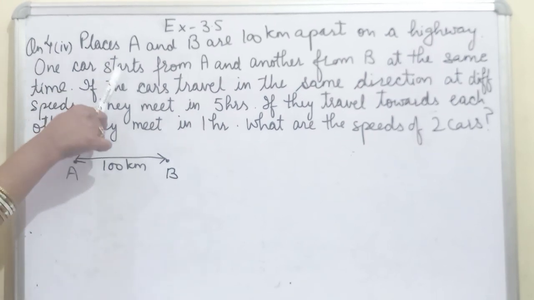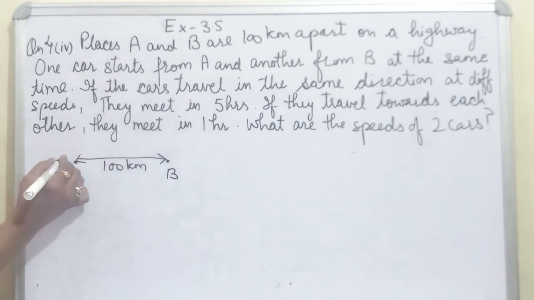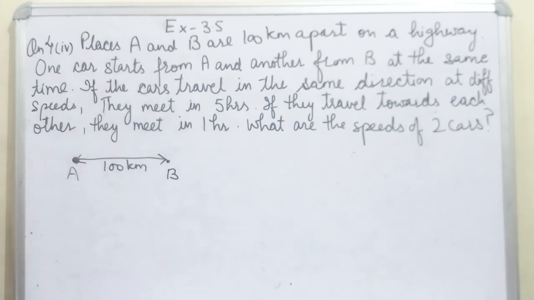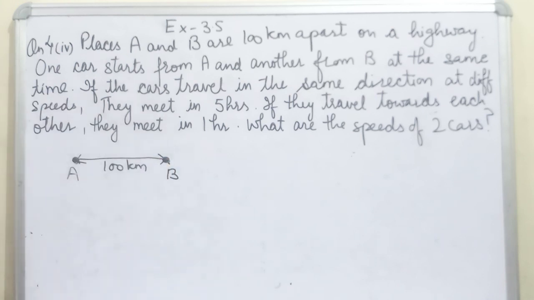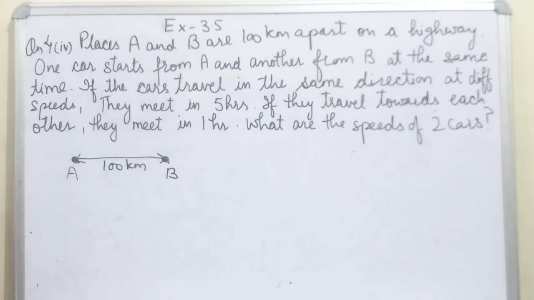One car starts from A. That means there's a car which is at place A, and it starts from here. And another car starts from here, from place B. And they are starting at the same time.